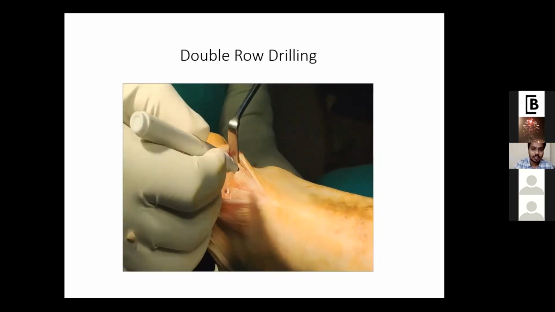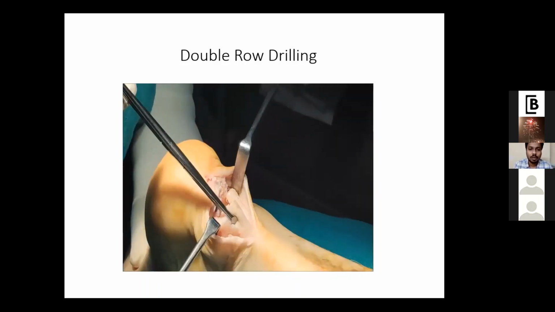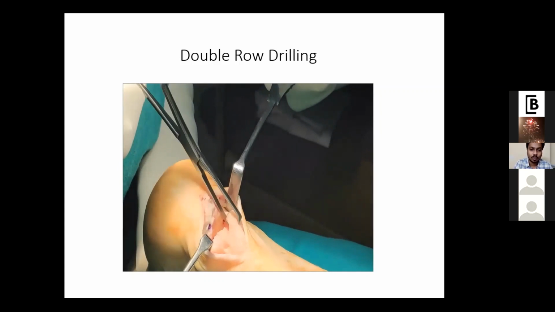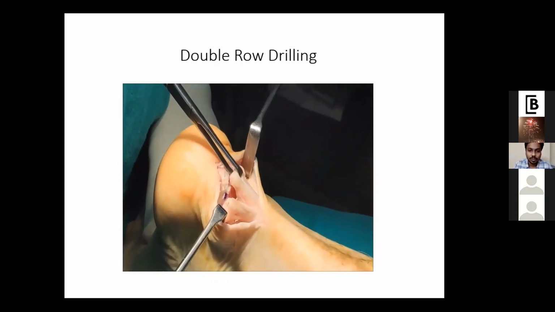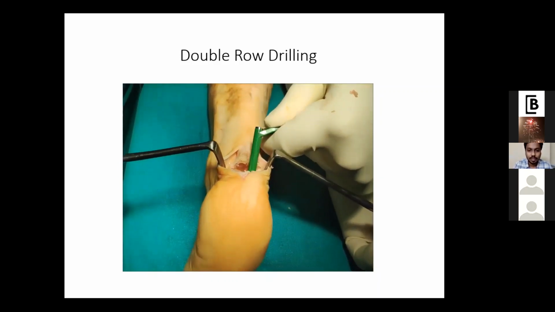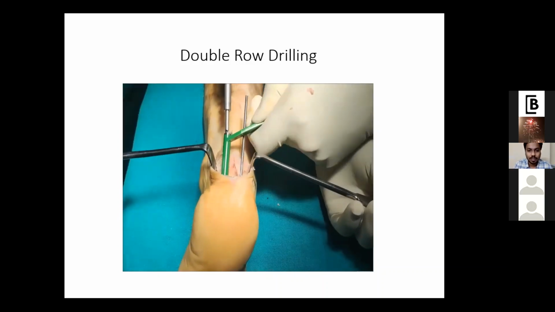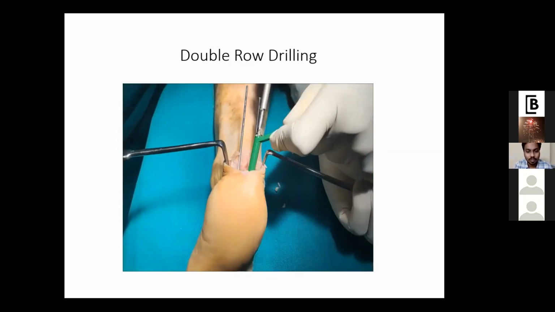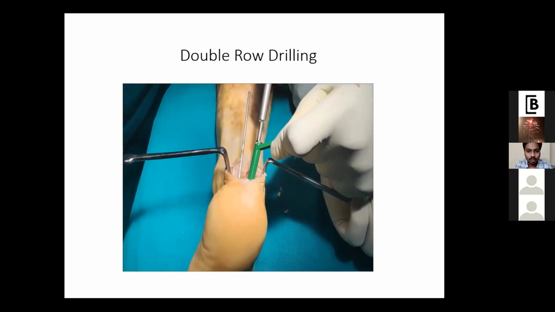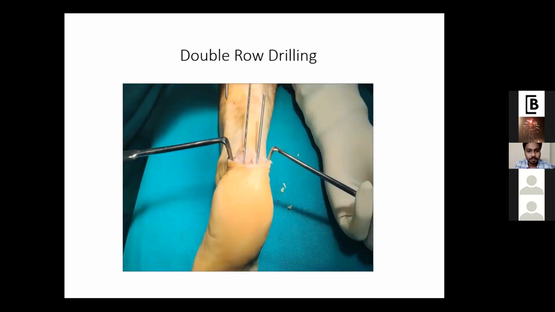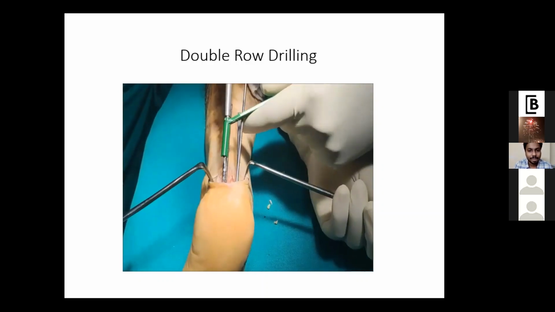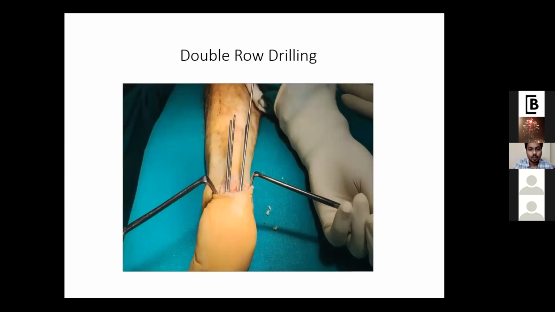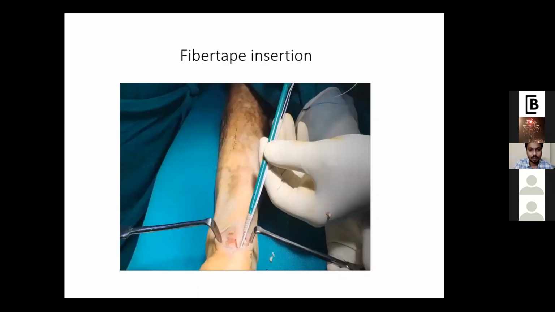So once that is done, the double row marking is done for the drilling. You can see there is one proximal row and one distal row. So this is the drilling being done. The K-wire is passed. The purpose of using this K-wire is to ensure that the drill holes are parallel and not convergent. Both rows are drilled. Once the drilling is complete, the K-wires are then placed.